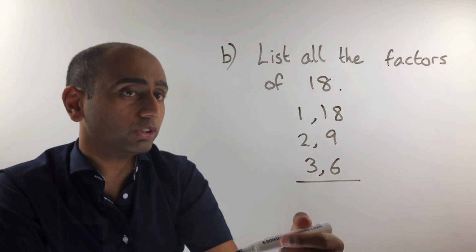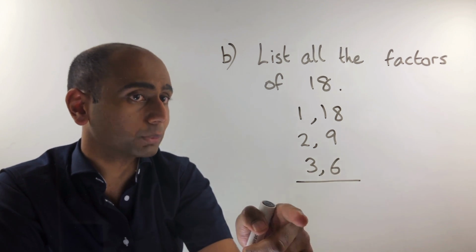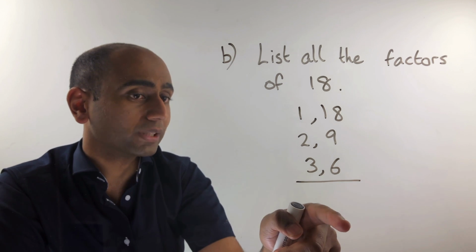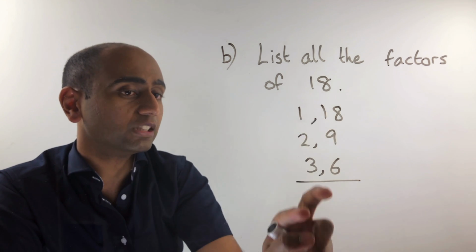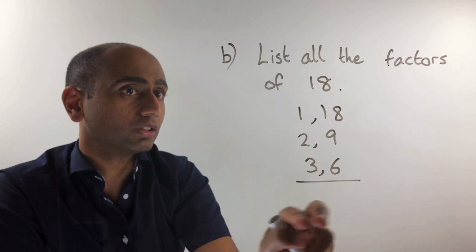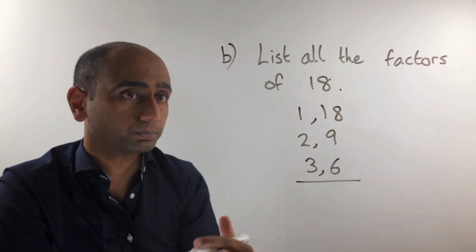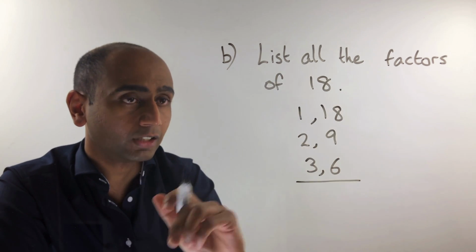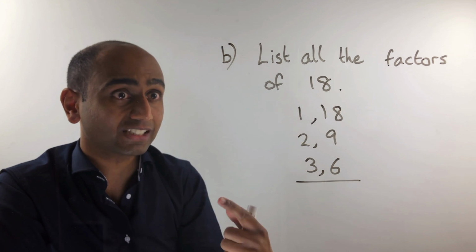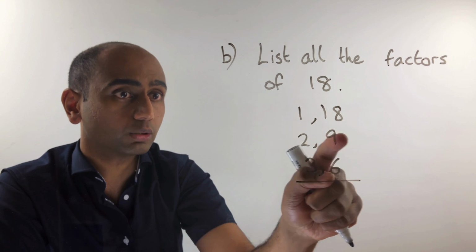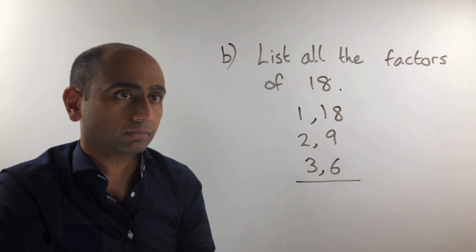And similarly, we would find no other factors until we got all the way up to 18, and 18 would go into 18 once. So we would get 18 and 1 just flipped around in our list, and it would just be a repeat of factors we had already found. So stopping here, we see that 18 has got 6 factors. 1 and 18, 2 and 9, and 3 and 6.